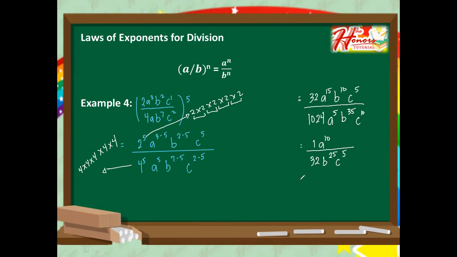And then, is this the final answer? Not yet, but it is close to that. It is because we can write 1a raised to 10 as a raised to 10 only, because 1 is an invisible number when it is used as a numerical coefficient for a variable. And then over 32b raised to 25, c raised to 5. So this is the final answer for number 4.